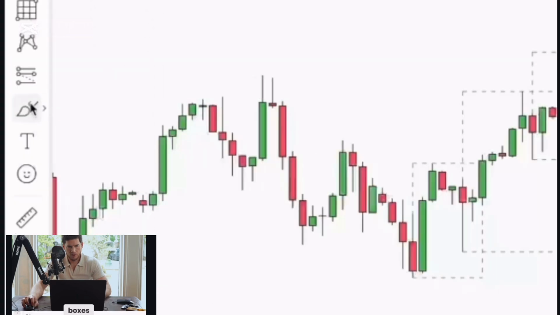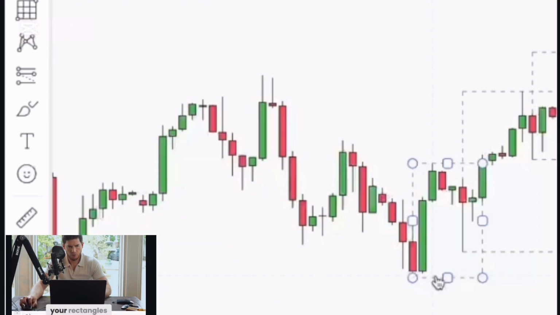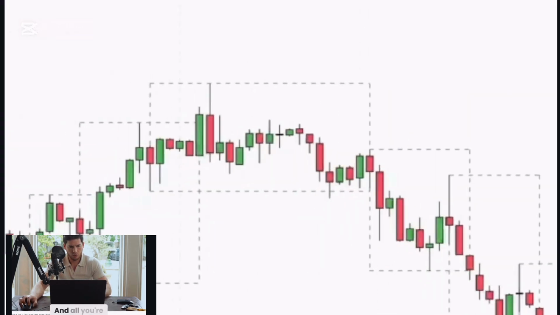To find these boxes, just head over to the taskbar on the left, open this up and go down to rectangle, and you can choose your rectangles by design. You can have a dashed line, a dotted line, a background, whichever suits you. And all you're going to do is drag from the very bottom of a 4-hour low, and you're going to map out the new 4-hour high.